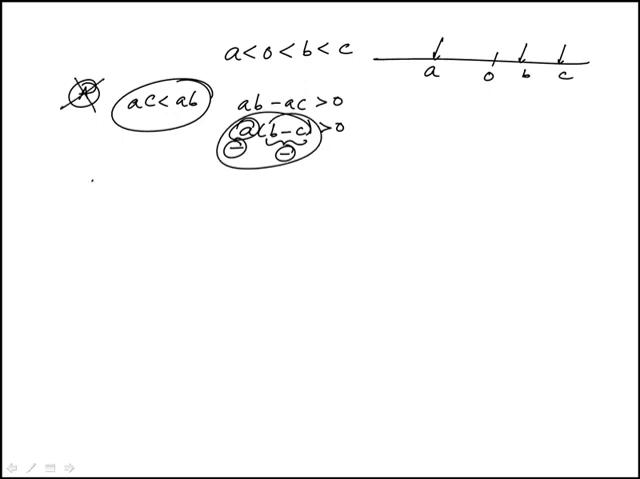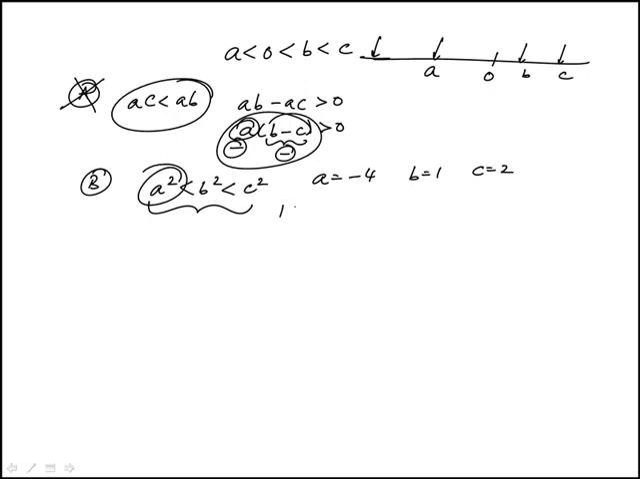So A is out. If I look at B, A squared less than B squared less than C squared. So here the key thing is that if A is a negative number but has a large magnitude, then if I square it, it may not be less than B squared and C squared. So for example, if A is minus 4, B is 1, and C is 2, this would be 16, which is not less than 1 squared, less than 2 squared. So the answer is B.